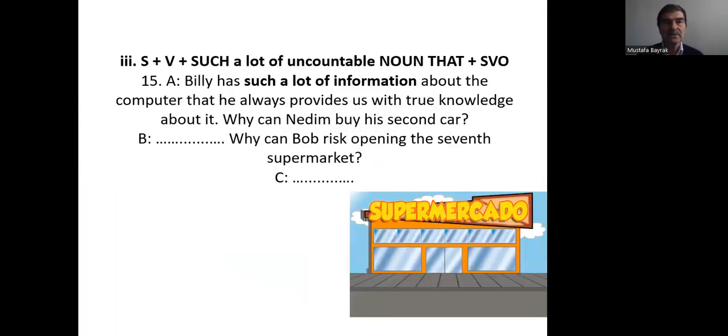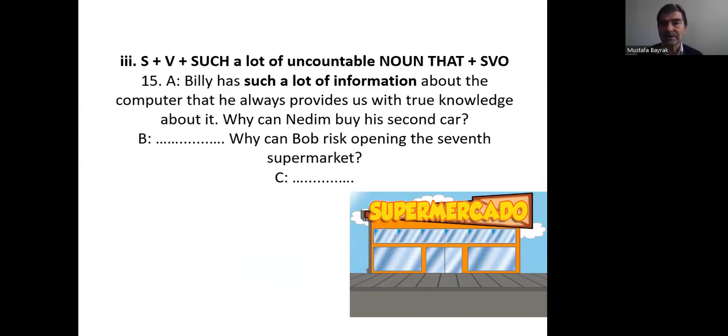Now, Roman number 3, such a lot of uncountable, such a lot of water, such a lot of air, such a lot of milk. Yes. Billy has such a lot of information about the computer that he always provides us with true knowledge about it.